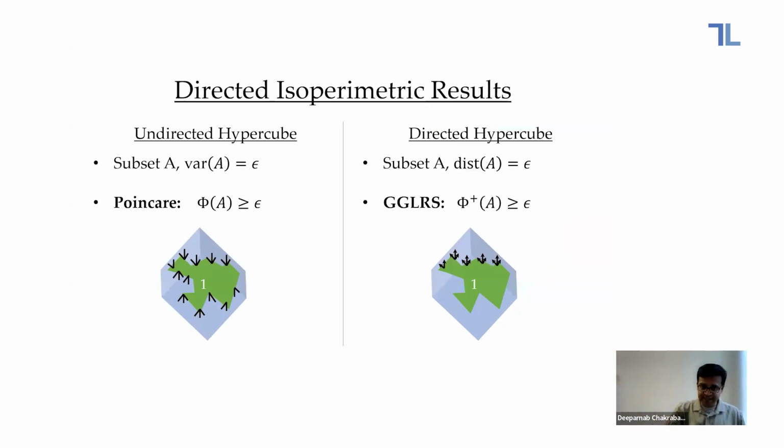Coming back to the slide that I had shown, what GGLRS really showed is that if you have a set, or a function, that is far from monotone, then the number of violating edges, or the directed out edge boundary, is large. And this should be compared with the undirected world, where it was already known long back that if you have a large enough balanced set, then the number of undirected edges going up and coming in is large. So GGLRS was a directed analog of this Poincare kind of statement.